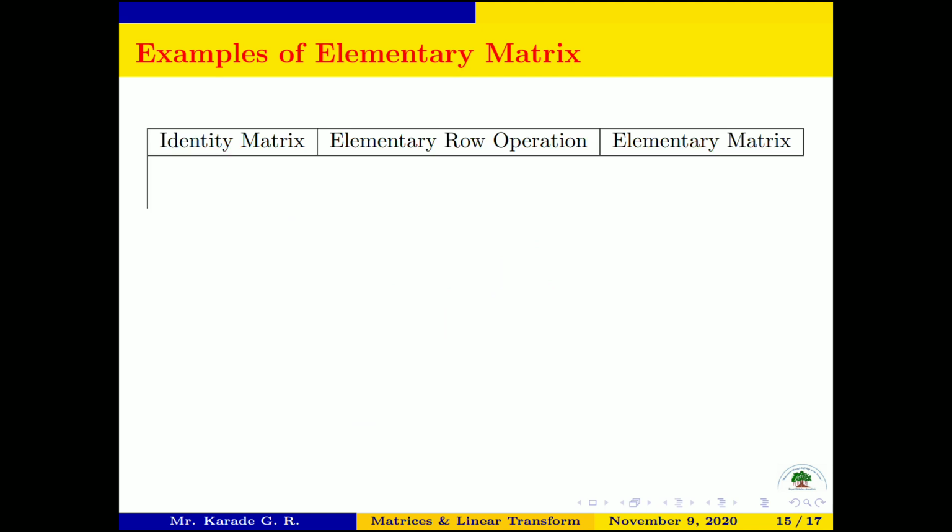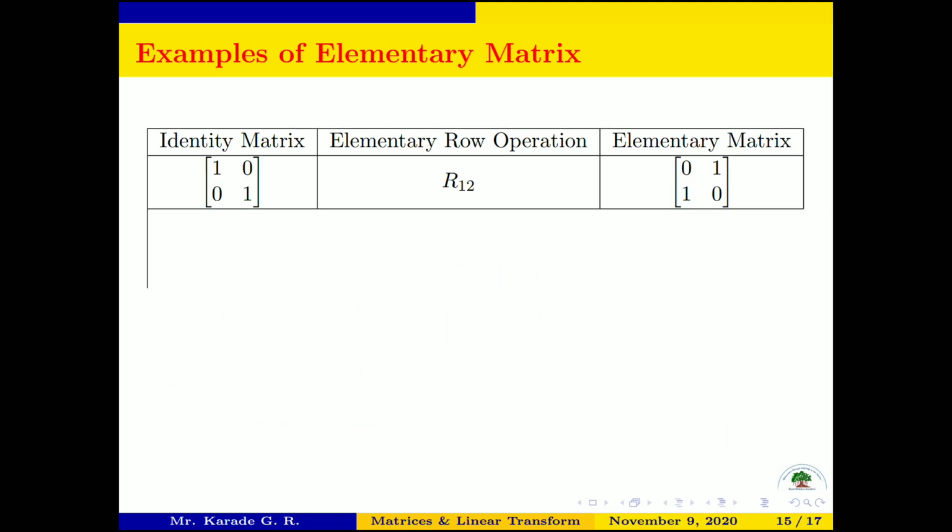See here, we write these examples in a table. In the first column we write the identity matrix, in the second column we write the elementary operation which we have performed on that identity matrix, and in the third column we write the resultant matrix, and that matrix will be the elementary matrix.